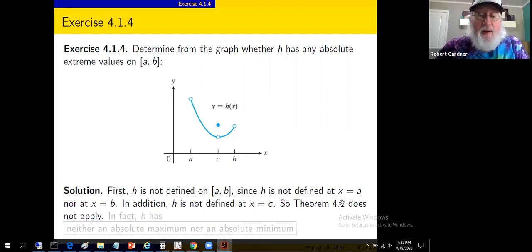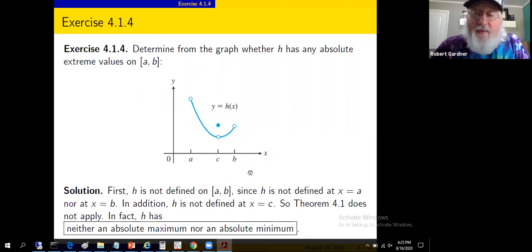It's not defined at A, it's not defined at B, it's defined at C. H of C is whatever y value we get out at this point. So it is defined at C, but it isn't continuous at C. So does the extreme value theorem apply? No, it's not defined on the right kind of interval. It's defined on the open interval from A to B, and it's not continuous. So it's got 2 strikes. Theorem 4.1 doesn't apply. The extreme value theorem doesn't apply.